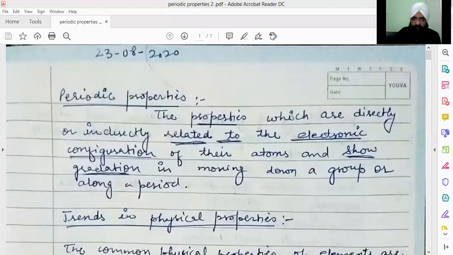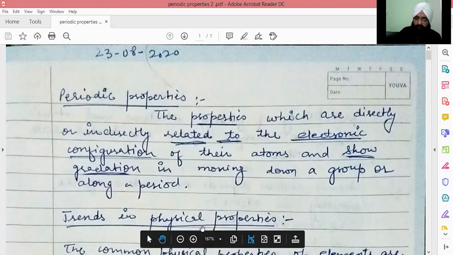Hello everyone. We'll continue with the classification of elements and we'll start with periodic properties. Now, first of all, what are the periodic properties? The properties which are directly linked to the electronic configuration of the atom and show a gradation while moving down the group and along the period.